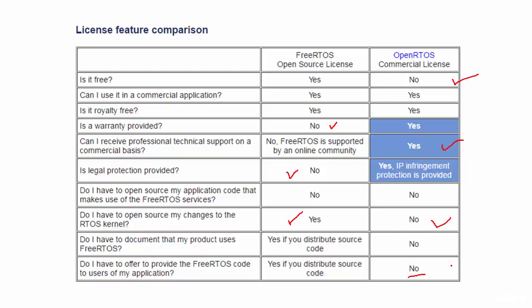In the case of FreeRTOS, when your users or customers are using your FreeRTOS application, you need not give them the FreeRTOS source code. Okay, you need not offer to provide the FreeRTOS source code, but you have to offer them FreeRTOS code if you make any changes to the FreeRTOS kernel. But in the case of OpenRTOS, you need not offer FreeRTOS source code at all.